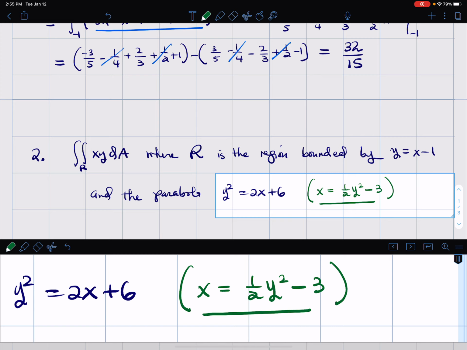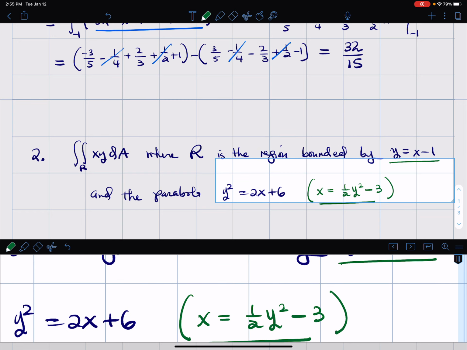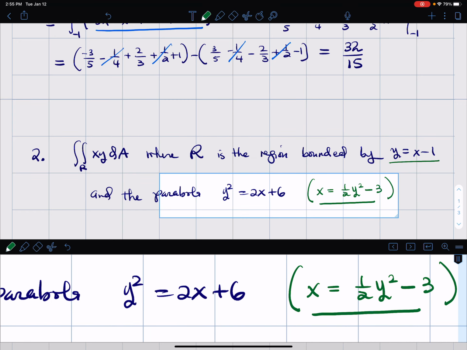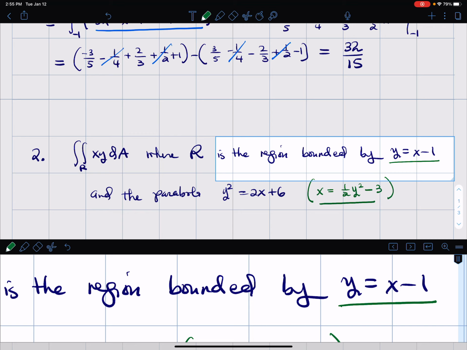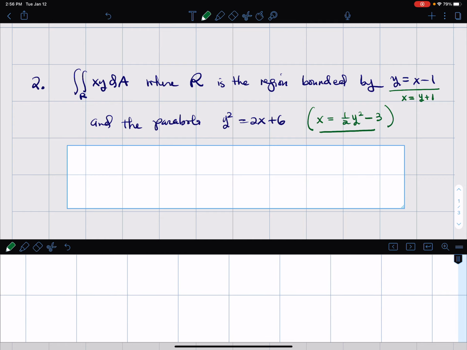We have two functions. Since we've written the second function in terms of y, we can also write the first in terms of y. We can write it as x is equal to y plus 1 if we need to. So let's begin by sketching our region of integration.